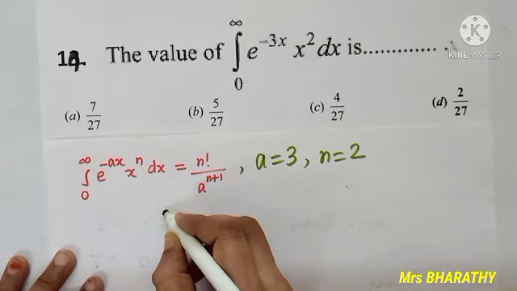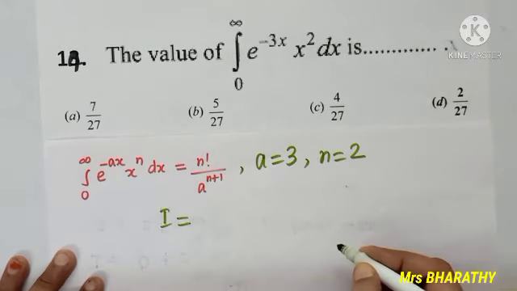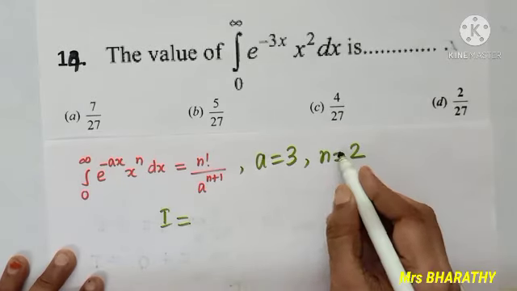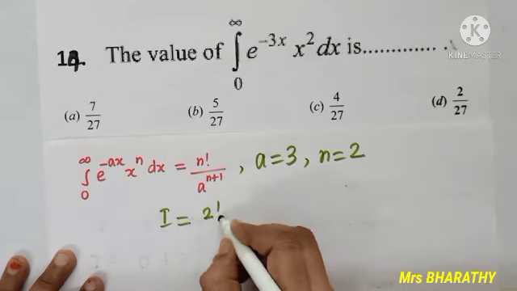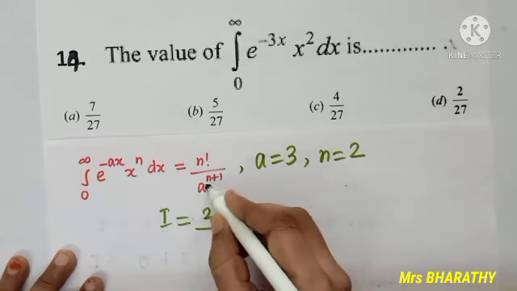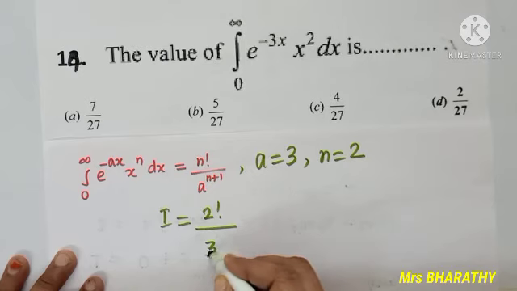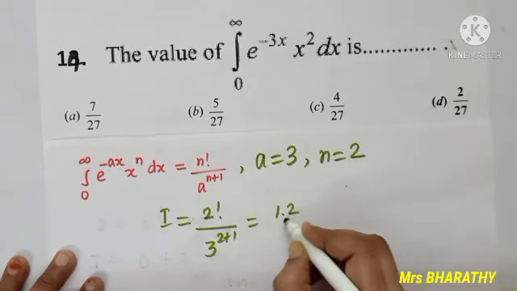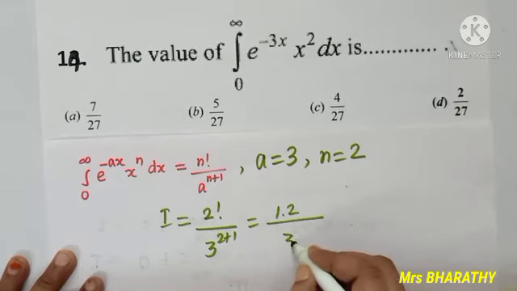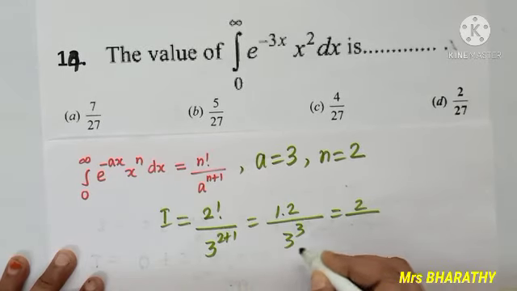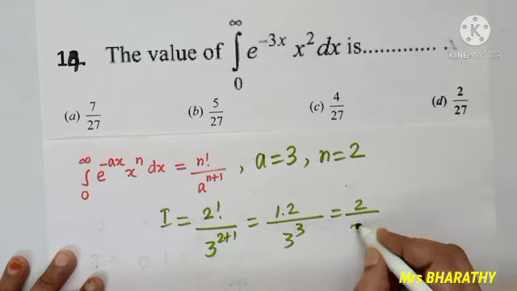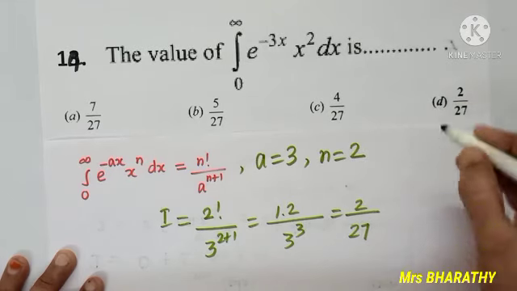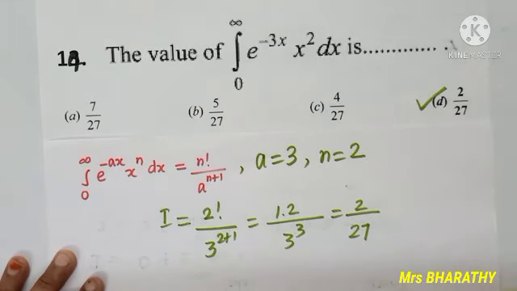If I apply the formula, the value of the integral is n factorial, that is 2 factorial, by a power n plus 1, 3 power 2 plus 1. 2 factorial is 1 into 2. 3 power 3 is 3 into 3 into 3, that is 27. 2 by 27, option D is the right choice.